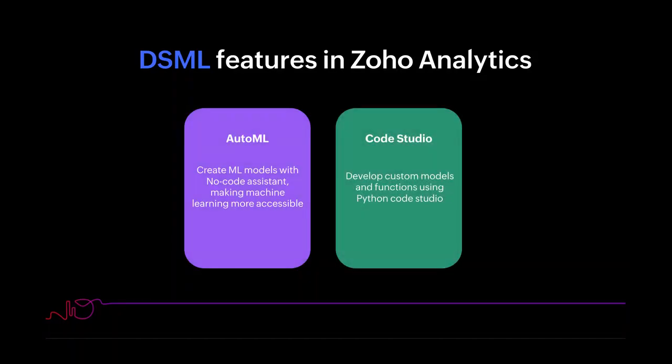Now let's explore some of the exciting DSML features available in Zoho Analytics that can elevate your data science capabilities. First up is AutoML. So this feature is a game changer, making machine learning accessible to everyone regardless of their coding skills. With AutoML, you can create powerful models using a no code assistant. Imagine being able to harness the power of machine learning without needing to dive deep into complex programming.